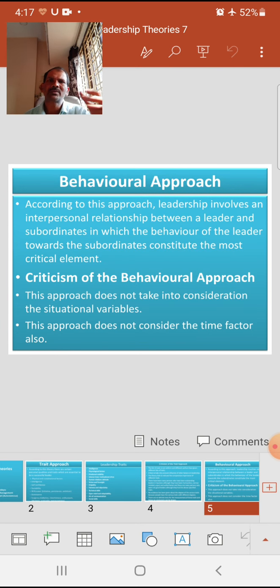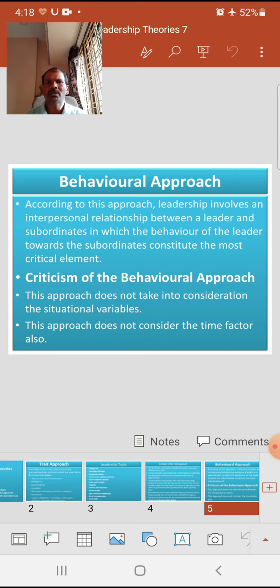The shortcomings of the trait theory led to a significant change in the emphasis of the leadership approach. This shift in emphasis began to focus attention on the actual behavior and actions of leaders as against personal qualities or traits of leaders. According to this approach, leadership involves an interpersonal relationship between a leader and subordinate, in which the behavior of the leader towards the subordinate constitutes the most critical element.